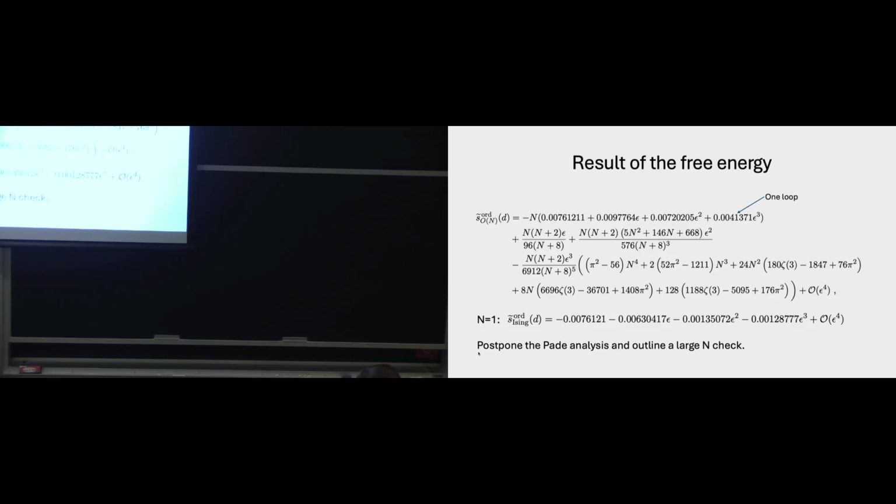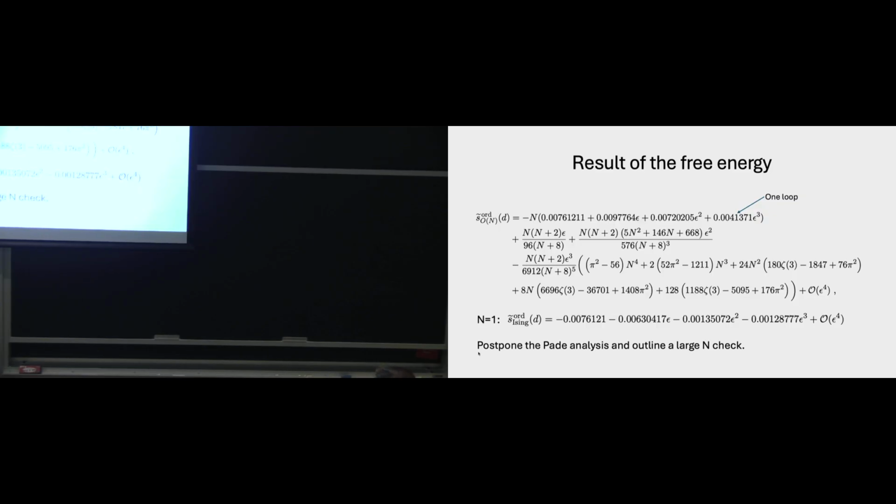Now let's go back to the free energy. Here are the results, order epsilon cubed. The first line is the one-loop result, and these are what we computed from the higher order diagrams. Because it looks too complicated, I also give numerical coefficients for when n equals 1. But given such a huge expression, you won't trust it immediately. You want to check if it's correct, and we do a large n check.